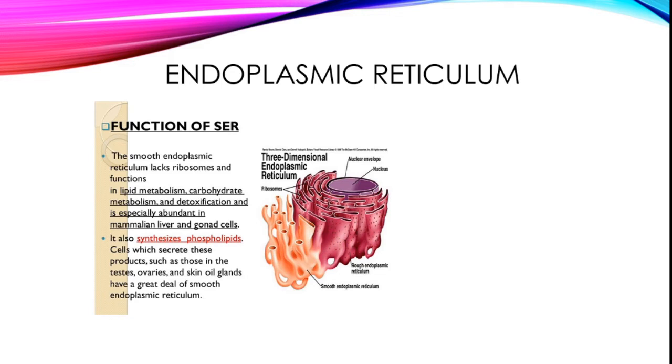It lacks ribosomes, therefore it is involved in lipid metabolism, carbohydrate metabolism and detoxification, and is especially abundant in mammalian liver and gonad cells. It also synthesizes phospholipids. Cells which secrete these products, such as those in the testes, ovaries, skin and oil glands, have a great deal of smooth endoplasmic reticulum.